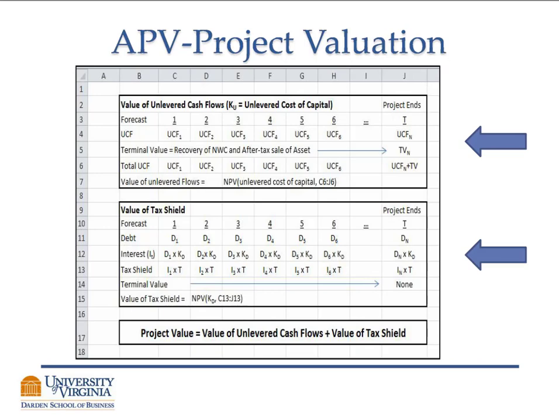Once we have the interest payments, we can estimate the tax shields over the life of the project. There is no terminal value, and the tax shields get discounted at the required rate of return on debt to get the value of the tax shield. Finally, the value of the project, debt plus equity, is equal to the value of the unlevered cash flows plus the value of the tax shield.